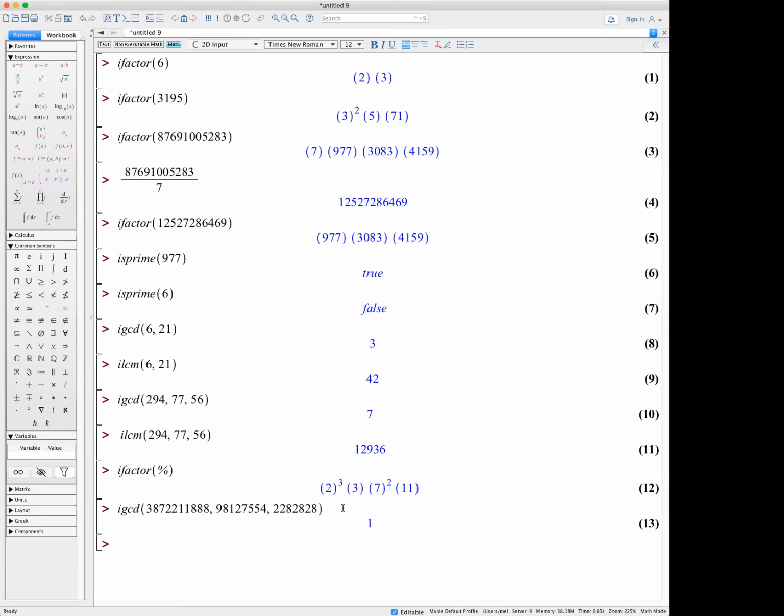I just changed the numbers a little bit. So you can tell by looking, each of these numbers is divisible by 2, but they're not all divisible by 4. That's kind of interesting.